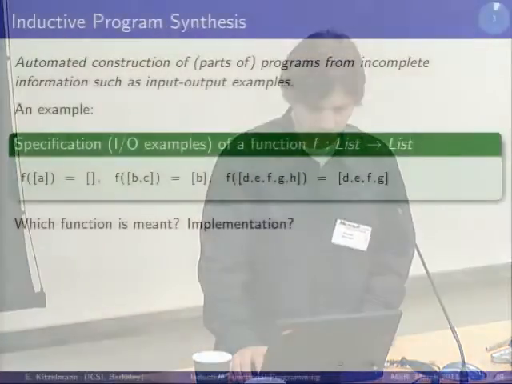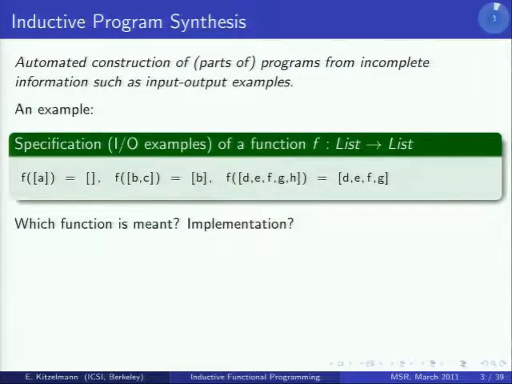Finally, I will give you an impression of the capabilities of EGOT2 by some sample experiments. All right, so inductive program synthesis basically means the automated construction of computer programs, part of programs, pieces of code, from incomplete information such as input-output examples. So suppose we've got three examples.